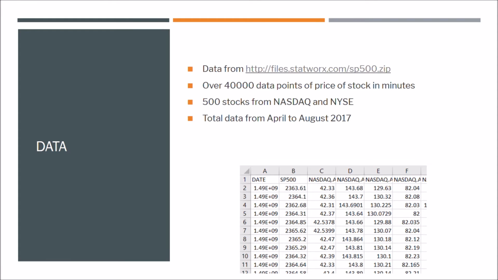So our data is 500 stocks from NASDAQ and the New York Exchange in the United States. We have over 40,000 data points in terms of minutes. The data is from April to August of 2017.